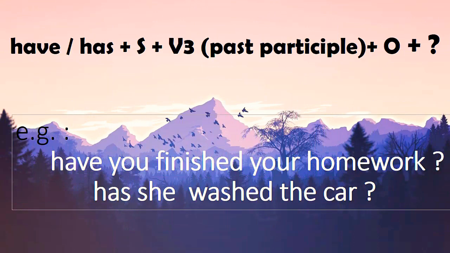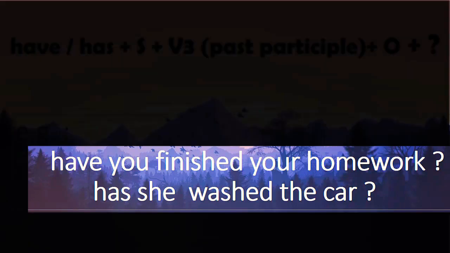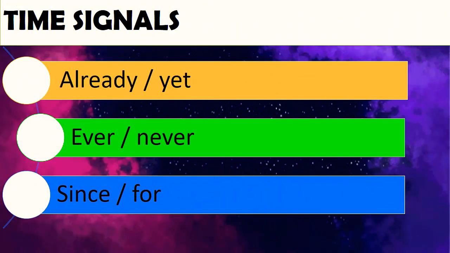Then in an interrogative sentence, you put the auxiliary have or has at the beginning of the sentence. So the pattern is have or has plus subject plus verb 3 or past participle, and then plus the optional object, then question mark. So that's it about the patterns of present perfect tense.